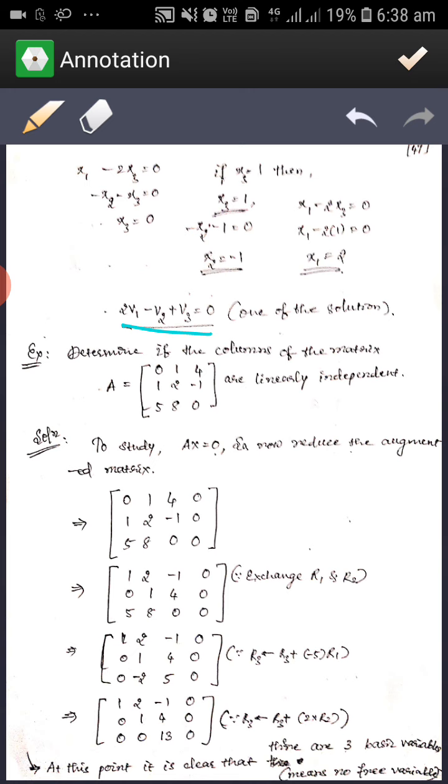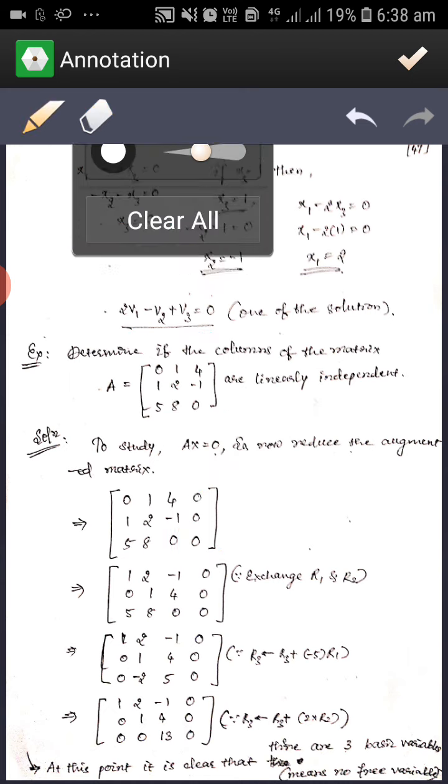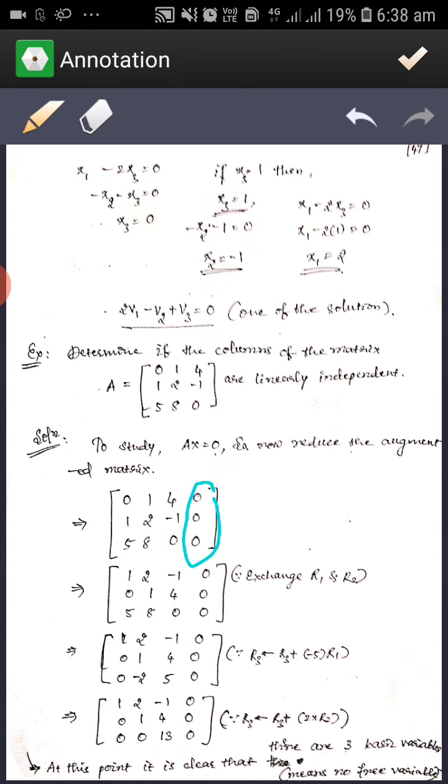Okay, so the system is linearly dependent. Now take the next problem. Determine if the columns of the matrix A are linearly independent. Similarly here, A is given, so we need to take 0 as the augmented matrix. B is not there, so we take 0 as the augmented matrix.